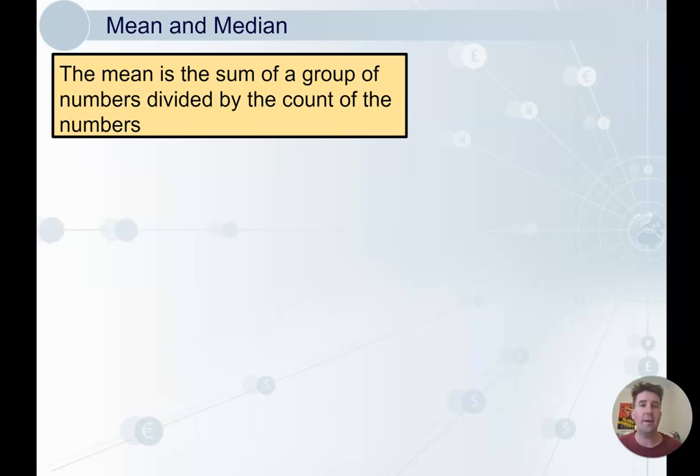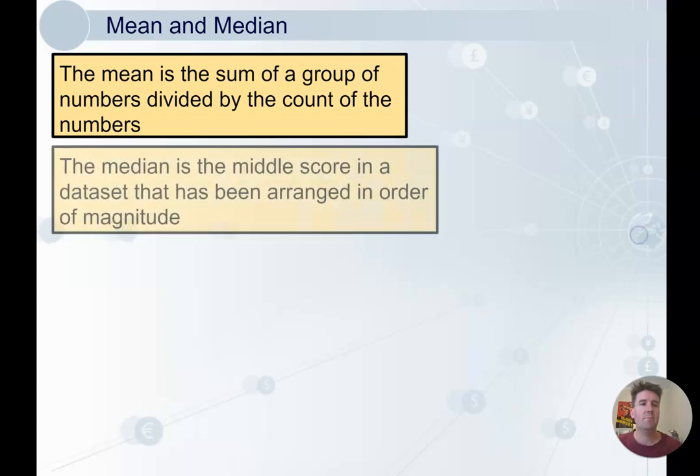So, the mean is the sum of a group of numbers divided by the count of the numbers. It's our normal way of thinking about an average, right? But the median is a little bit different. It's the middle score in a set of data that has been arranged in order of magnitude, right?